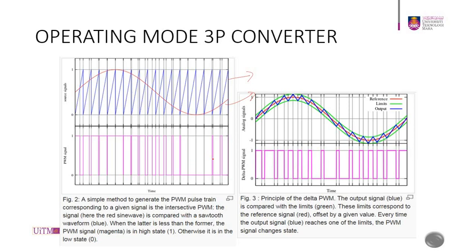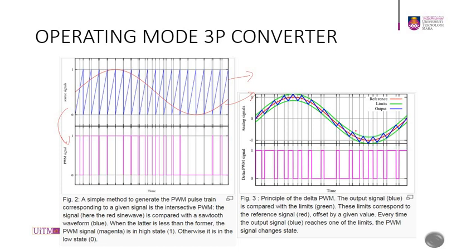This figure shows us a simple method to generate the PWM pulse train. By comparing your carrier with your modulation, you will produce your PWM signal below here. The signal, the red sine wave, is compared with the blue sawtooth waveform. When the latter is less than the former, the PWM signal down here is in high state, and when it is the opposite, it is in the low state. When the red line meets the blue line, it will switch on and off, and on and off. So it will create a pattern that you can see on the graph below.